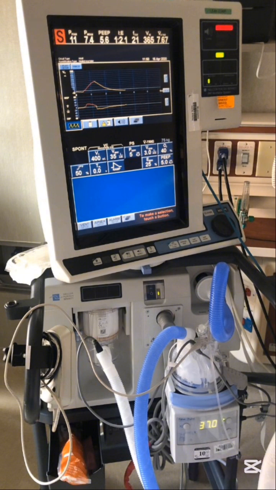What is the difference between volume control and pressure control ventilation? These are two distinct modes of mechanical ventilation. Both are designed to support patients with respiratory failure. In volume control ventilation, the tidal volume remains constant, while the peak inspiratory pressure may vary depending on the patient's lung compliance. In contrast, in pressure control ventilation, because the machine is delivering the pressure, the peak inspiratory pressure remains constant and the tidal volume varies.